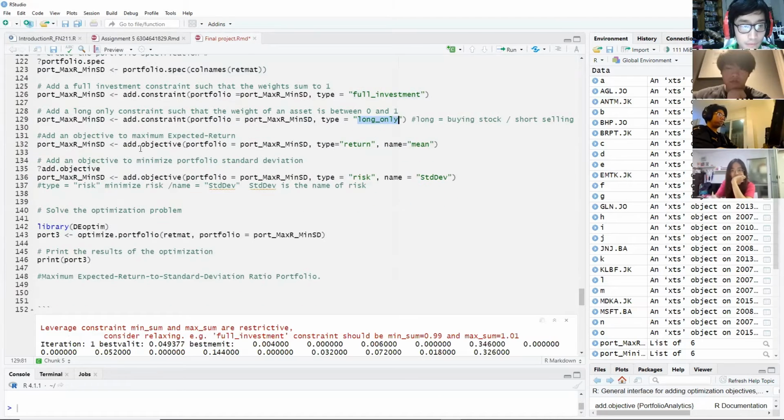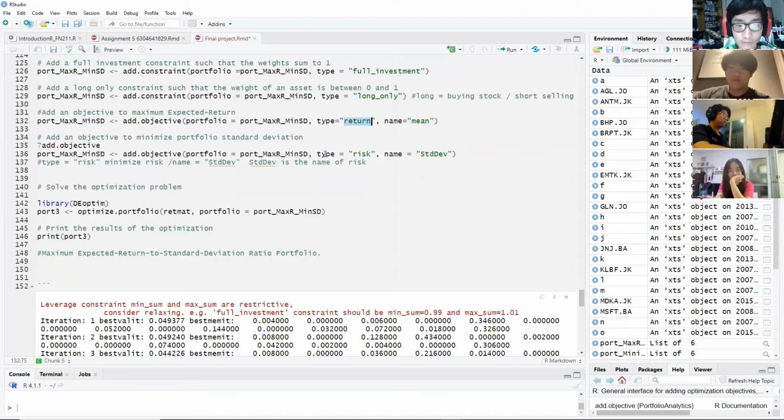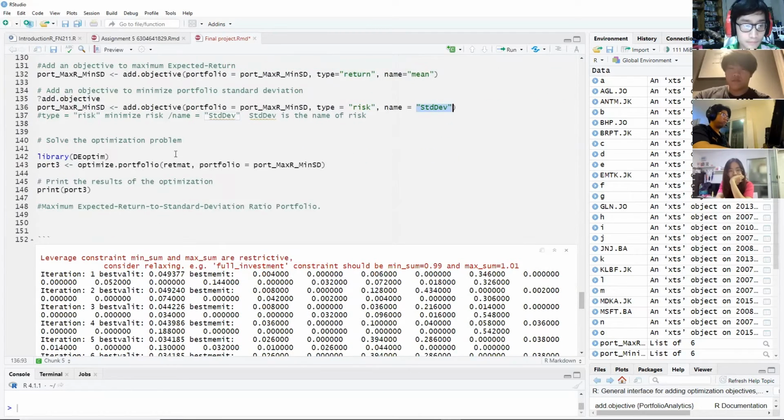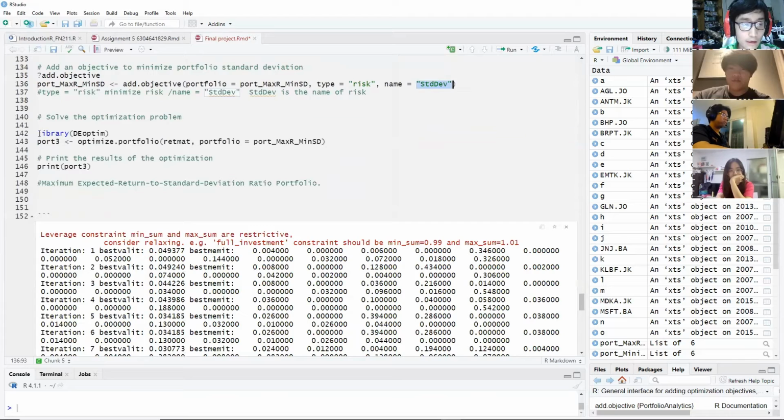For the objective, we have two objectives here. The first one is to maximize the expected return by typing return to be focused and indicating it as the mean. The program will know that you want to maximize return automatically, as well as for the risk, where the program will know to minimize the standard deviation, which we indicate as risk as well. Now here we calculate the optimization problem with DEoptim, put the result in port 3, and print it.